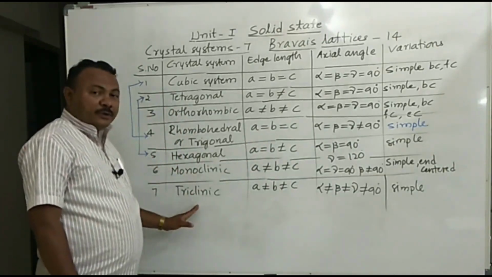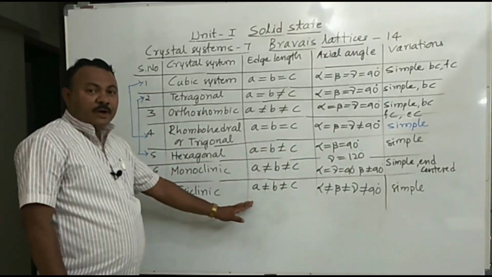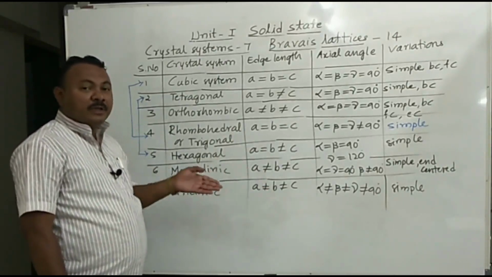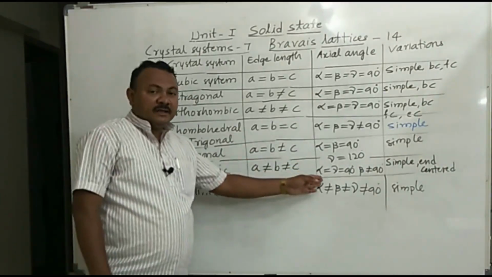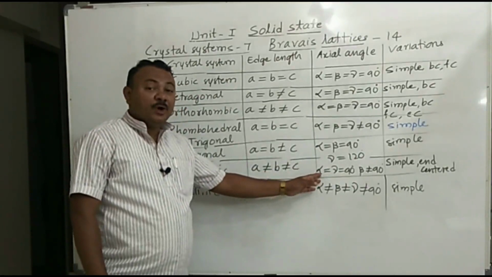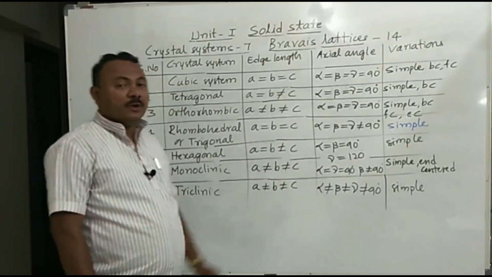Monoclinic, triclinic, I told you. Cancel all the edge lengths. A not equal to B, not equal to C. Triclinic, where is it? Remember, alpha not equal to beta, not equal to gamma, not equal to 90. Only in the monoclinic system, you have to concentrate a little bit on the relation between axial angles. Alpha, gamma 90, beta not equal to 90.